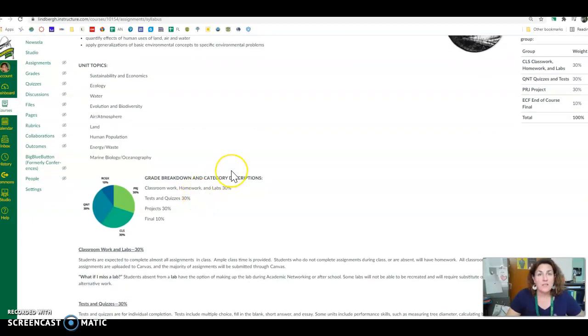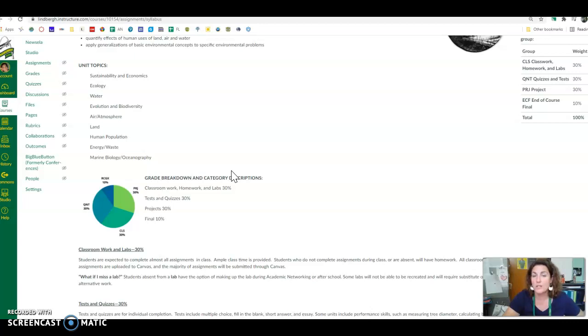We have a lot of topics, some of which we might not get to. I've already had some students give me feedback on things that they may be interested in. One of the great things about this course is because there is no state mandated end of course exam, teachers have a little bit more freedom. So we start off with sustainability and economics. We talk about ecology and how scientists understand ecology.